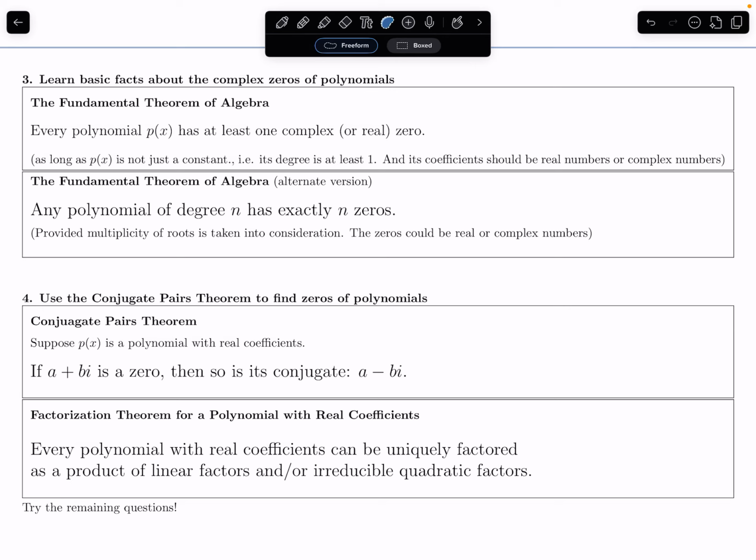All right, guys, last two remaining topics. In this video, we're going to cover these and then start some of the questions remaining. So starting with number 3, learn some basic facts about complex zeros of polynomials.